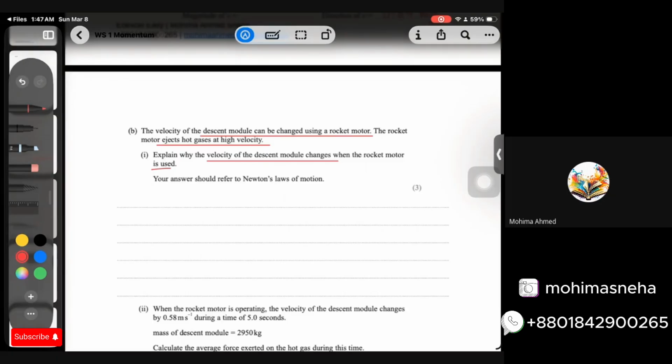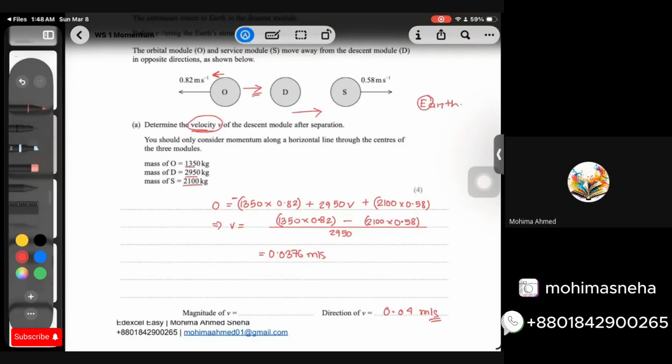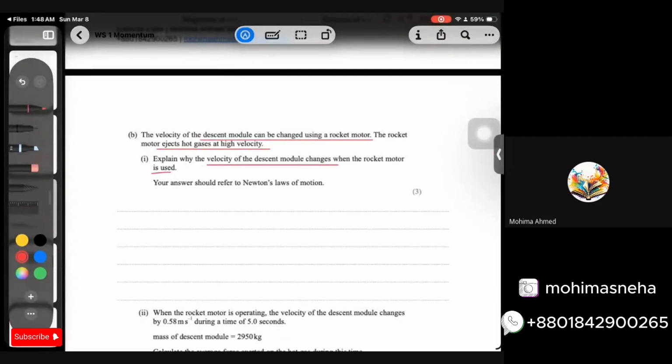Without the rocket motor, the descent module does not have any motor, right? That's why whatever forces the descent module gets from the orbital section or that S section, using them only, the descent module can modify its velocity. But after S and O separate from D, D cannot change its velocity. Whatever velocity it gets from this moving away, that's the velocity. It's going to stay at that only. But if I fit a motor with the descent module, then I can modify my speed on my own without depending on O and S.